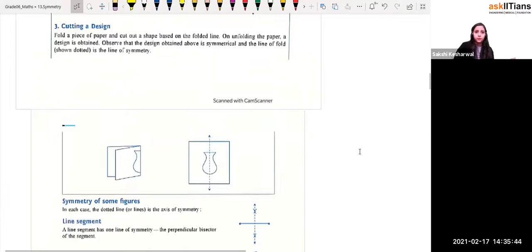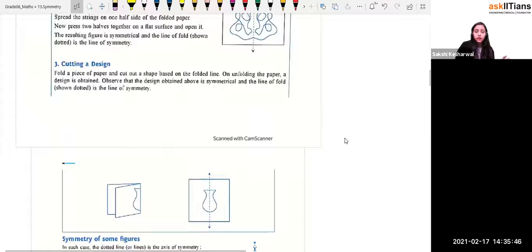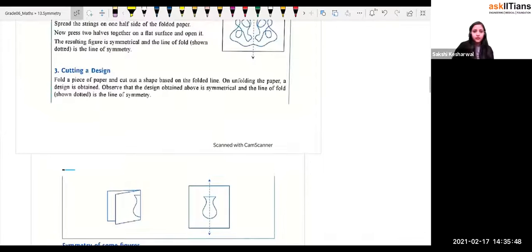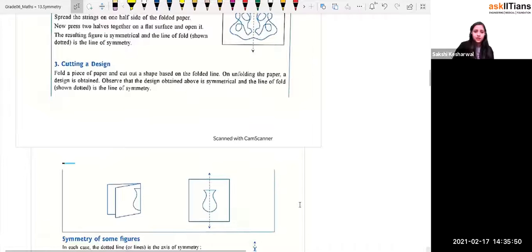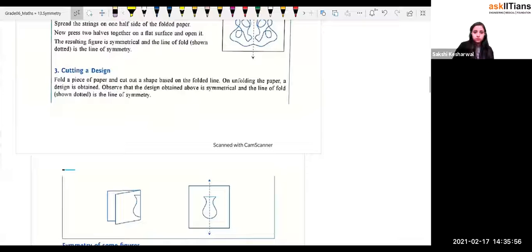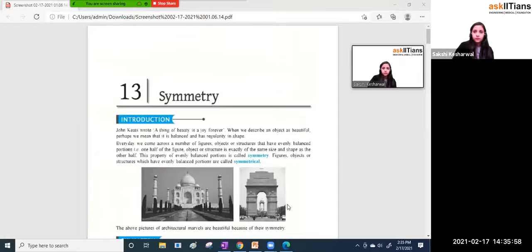Just see, now what happened? I think everyone has done this. I'll also show you this. I have done it, right? I can also show you this thing with a sheet of paper.